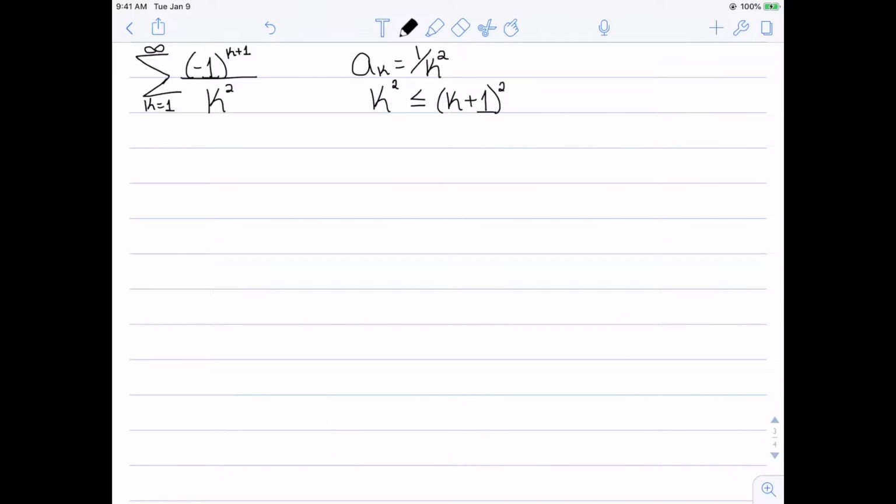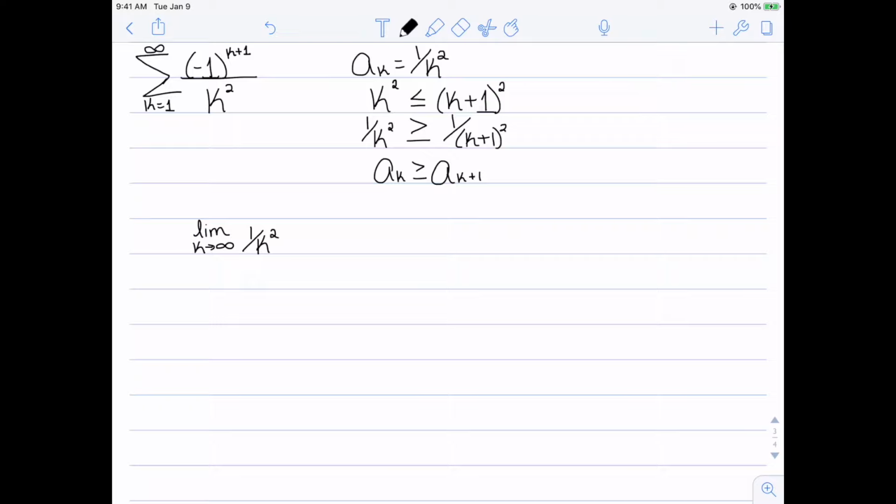We should feel pretty confident that k squared is less than or equal to k plus 1 squared. If I square a number and then I square a bigger number, I get a bigger number. I can then take the reciprocal of both sides, and when I do, that flips my inequality. So I now have 1 over k squared is greater than or equal to 1 over k plus 1 squared. So that shows me that a sub k is greater than or equal to a sub k plus 1. So I do have the first condition for convergence.